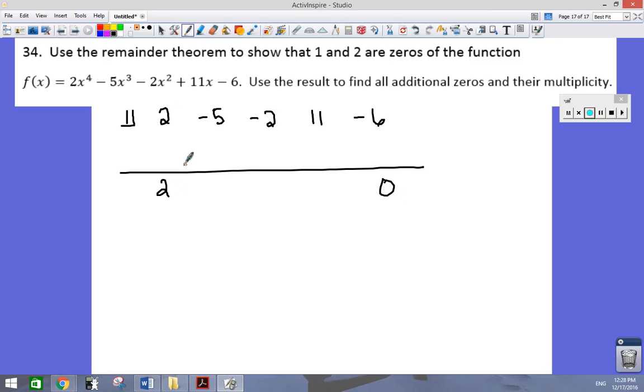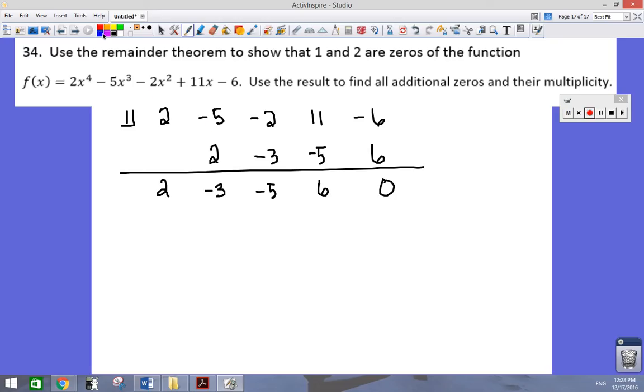The 2 comes straight down. I multiply by 1. I add. I multiply by 1. I add. I multiply by 1. I add. I multiply. So I did get a 0. So I agree that 1 is a 0 of this function.